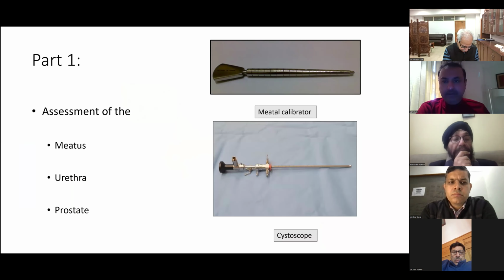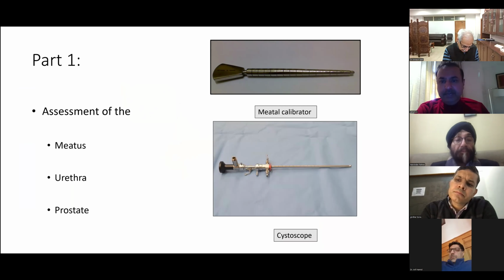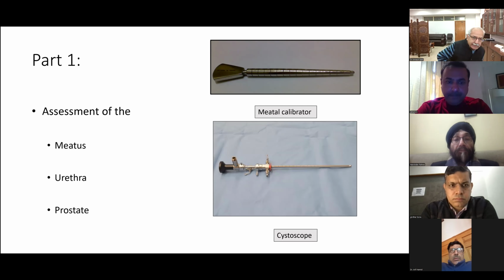Part one of the technique of the TURP is the assessment of the meatus, the urethra and the prostate. You can't put a 26 French scope directly into the urethra and do a TURP in a patient. You need to assess the meatus with a meatal calibrator or a simple 16 French cystoscope sheath if you have in the department. Otherwise, 19 French sheaths are always available. You can always negotiate that sheath and come to know how tight the urethra is, especially in the cases which are not catheterized.